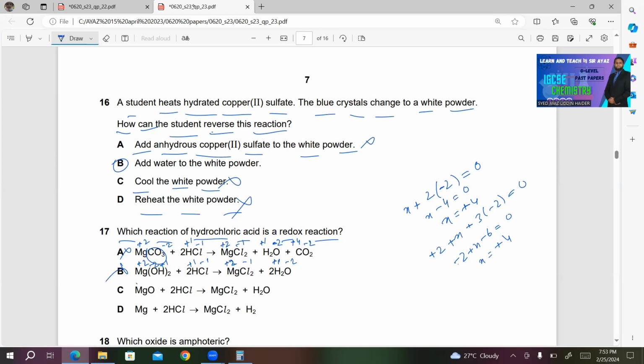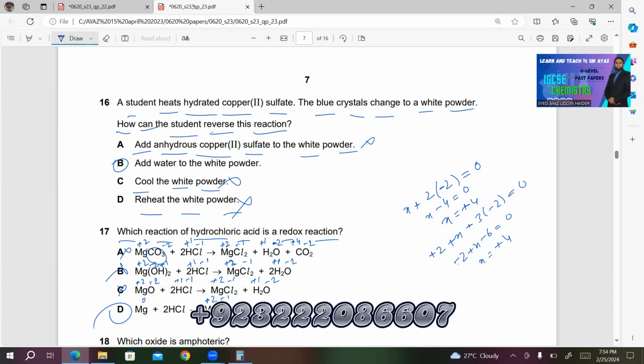What about C? Magnesium carries +2, oxygen -2, HCl +1, -1, MgCl2 +2, -1, H2O +1, -2. Again, no change. So only choice D will be the right answer in this case. This is the only one left. For your convenience, I'm showing you the change in oxidation number. On the reactant side, you can't see any charge on the magnesium, so it must be 0. But on the product side, magnesium must be carrying +2. I've already explained why it's carrying +2. So there's a +2, and chlorine -1. There's a change in oxidation number for the magnesium.